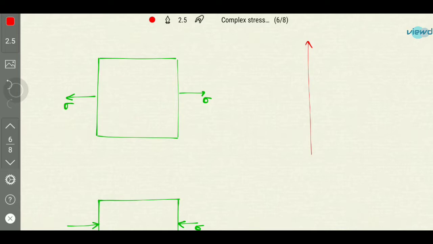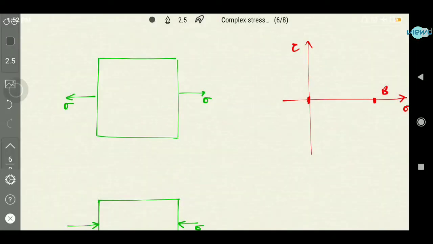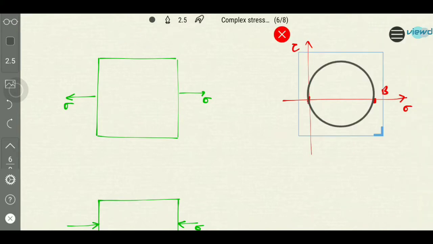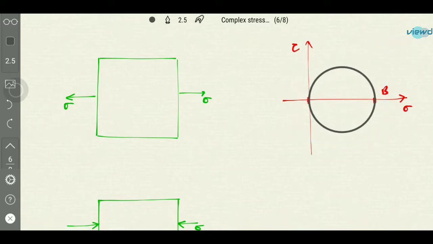This is tau and this is sigma, this is tau, and there is sigma x equal to sigma here, so this is the point B, and there is no sigma y, so it will be here, and there is also no shear stress, so the shear stress will also be on the x axis. So the circle that is formed, so this is how the circle looks like.